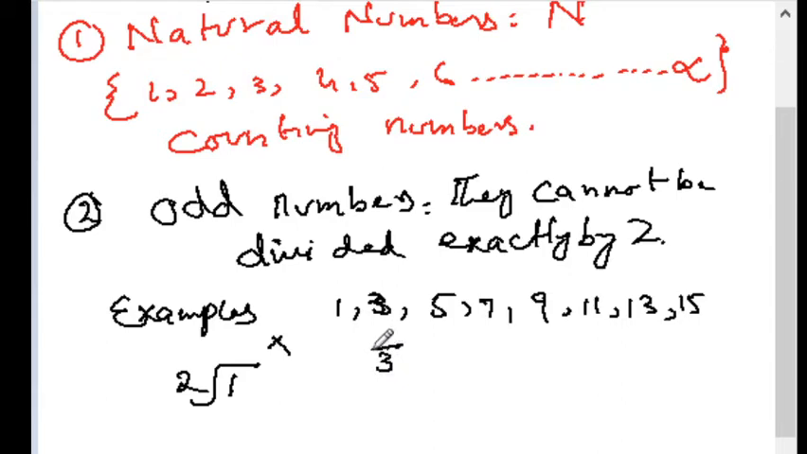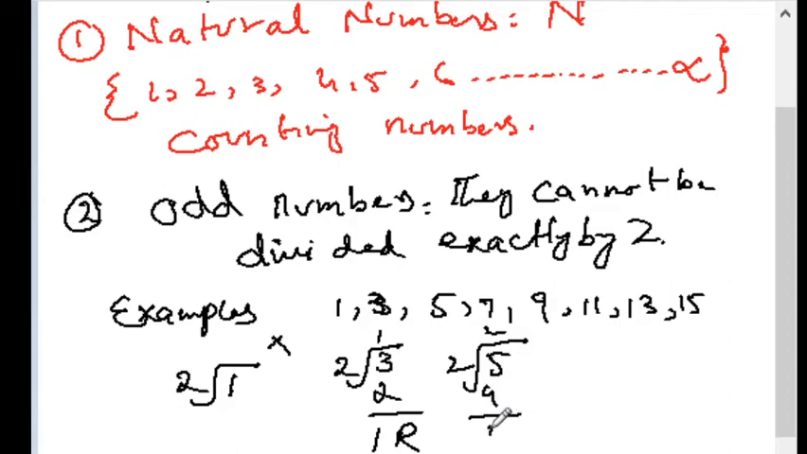Now if we divide 3 by 2, 2 ones are 2 and we get 1 as the remainder. If we divide 5 by 2, 2 twos are 4, and the remainder is 1. Similarly, if we divide 7 by 2, 2 threes are 6, we get 1 as remainder. So when we divide odd numbers by 2, we get 1 as a remainder. So this is about odd numbers.